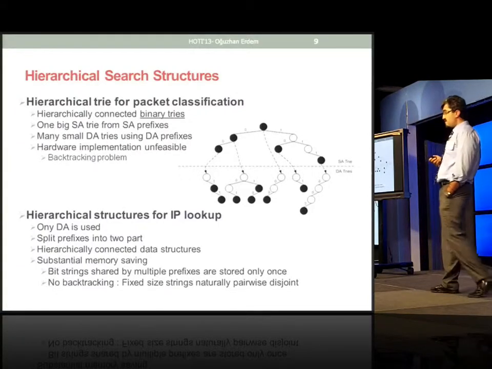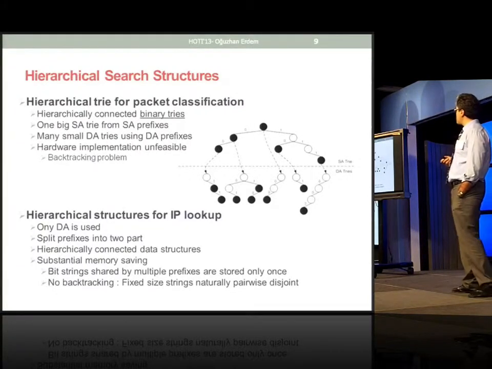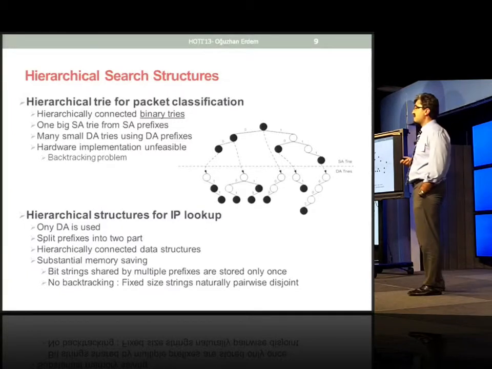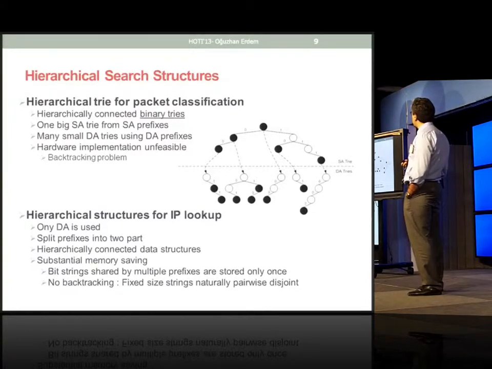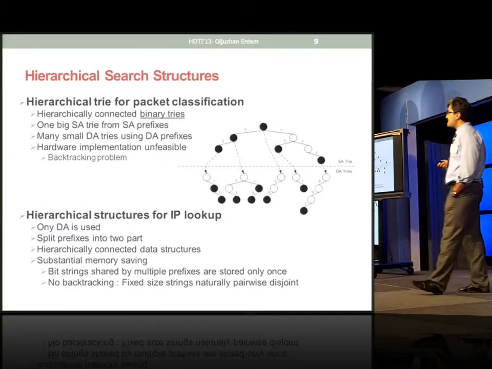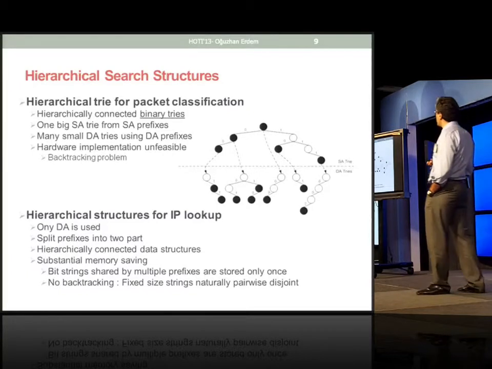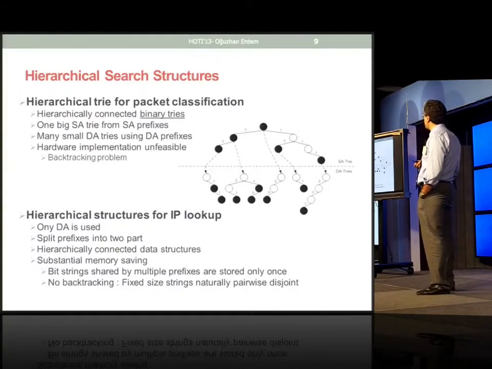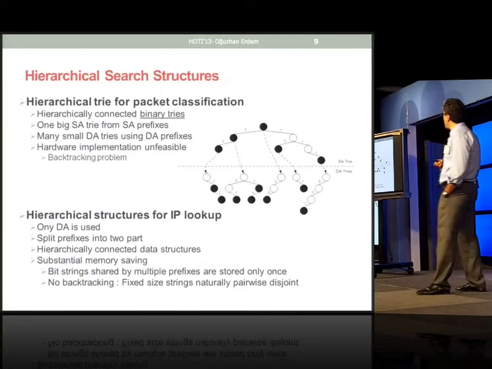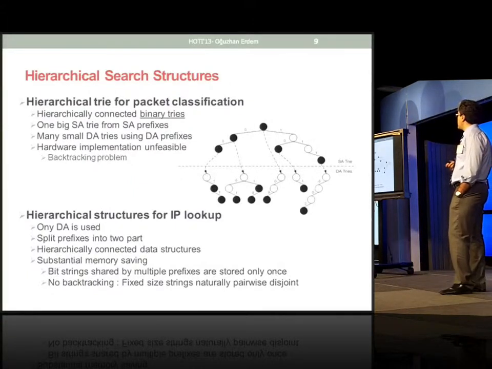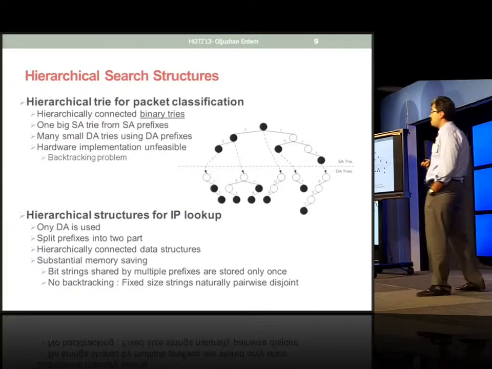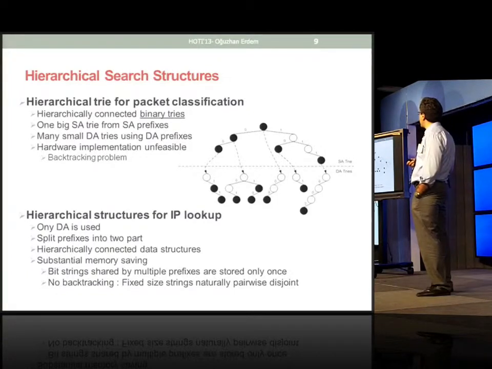Now, as an alternative to those groups, we propose to use hierarchical structures for IP lookup. Actually, these structures are used for packet classification. In packet classification, the incoming packets are classified into flows based on the header fields in a filter. So, for instance, hierarchical trie in packet classification is composed of hierarchically connected binary tries.